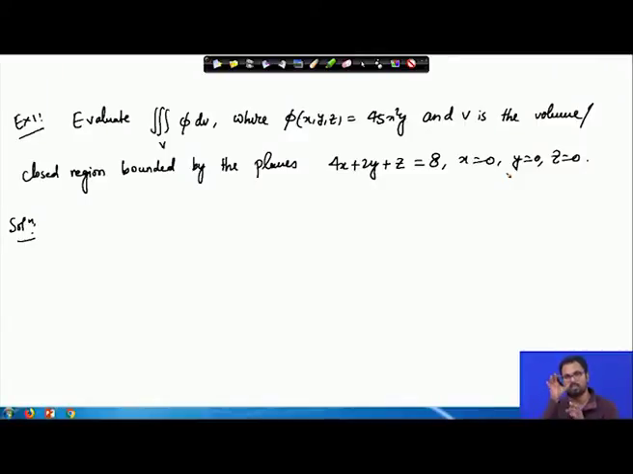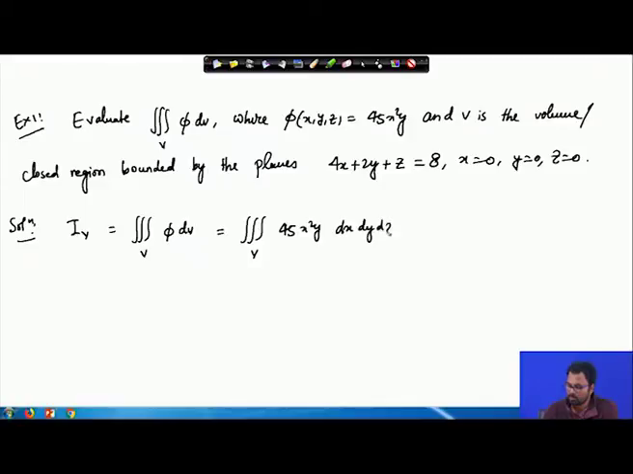So, when you draw this, you can get the point where it intersects the x axis, the point where it intersects the y axis, and the point where it intersects the z axis. Based on that you can draw this plane. So, it is a bounded domain. And now, if we want to evaluate the volume integral, as I was saying, we can write it as the volume integral over V of phi dV, where phi is 45 x square y and dV is the volume element dx dy dz.